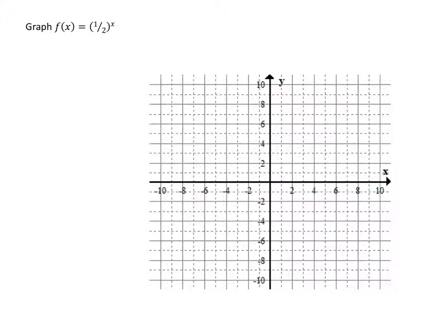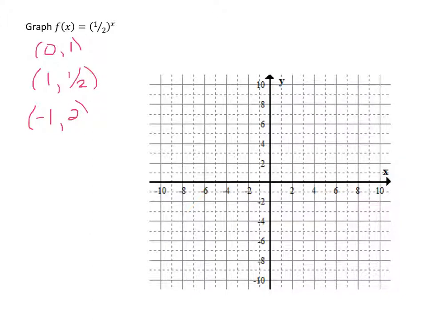When I need to graph these, I'm actually not going to plot a whole bunch of points. What are the points that I know have to be on this graph? Well, if x is 0, y is 1. Always the case. If x is 1, y is 1/2. And if x is -1, y is 2.